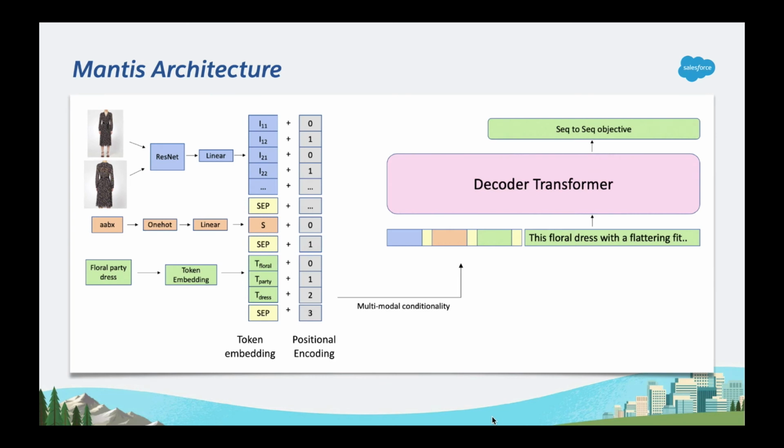It's called Mantis, and it has a ResNet for the image tokens that we fully backprop through. We one hot encode into a linear layer other categorical attributes such as the company or the vertical or the product type. And then everything works as normal. We use positional encodings and standard decoder transformers.